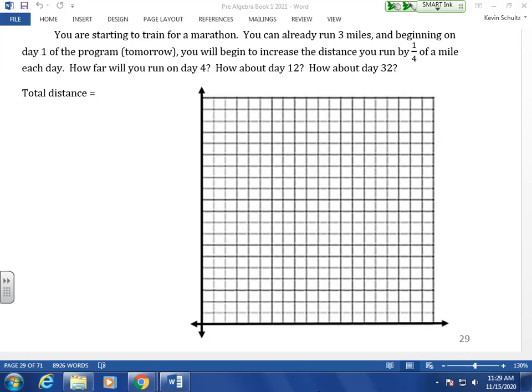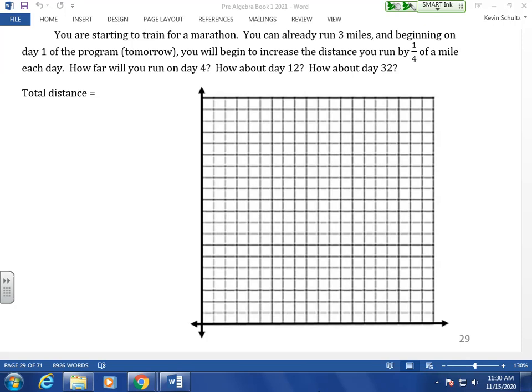All right. So today, before you start this training thing, you can run 3 miles, no problem, right? Tomorrow, day 1 of the program, you're going to increase that total by 1/4 of a mile. The next day, day 2, you'll increase that total by 1/4 of a mile, and so on and so forth. So every day, you are running 1/4 of a mile further than you ran the previous day.